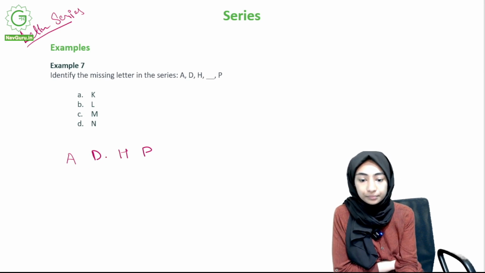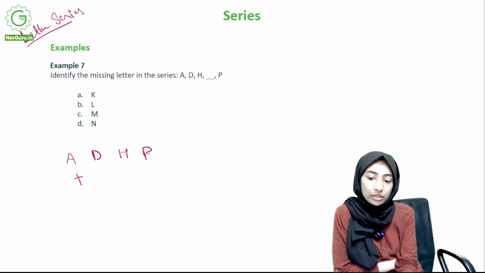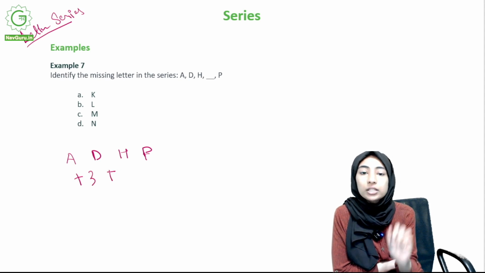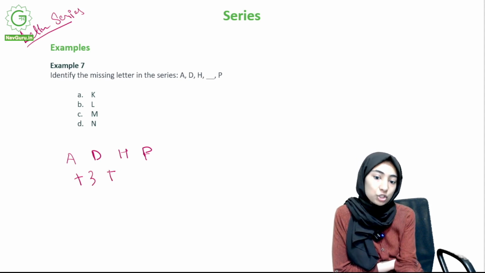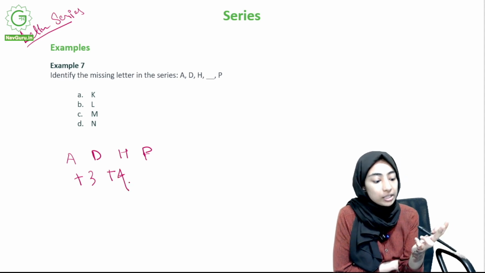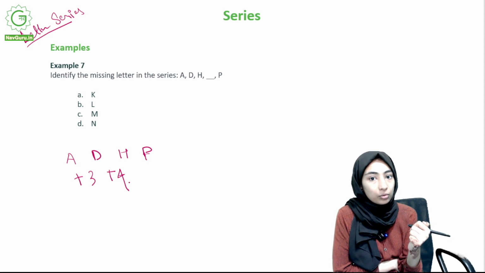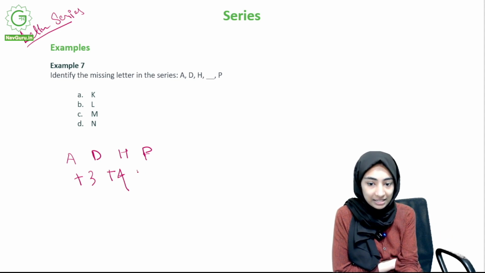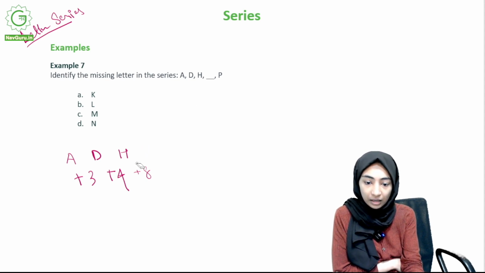Okay, so try to see A plus what is D? B, C, D. A plus 3 is D, right? D plus what is H? D, E, F, G, H. D plus 4 is H. H plus what is B? I, J, K, L, M, N, O, P. That's a lot, plus 8. Okay. Oh, wait. So here you have a space. This is something that I keep forgetting. Make sure you don't make this mistake as well. There's a space here, and then there's a P.